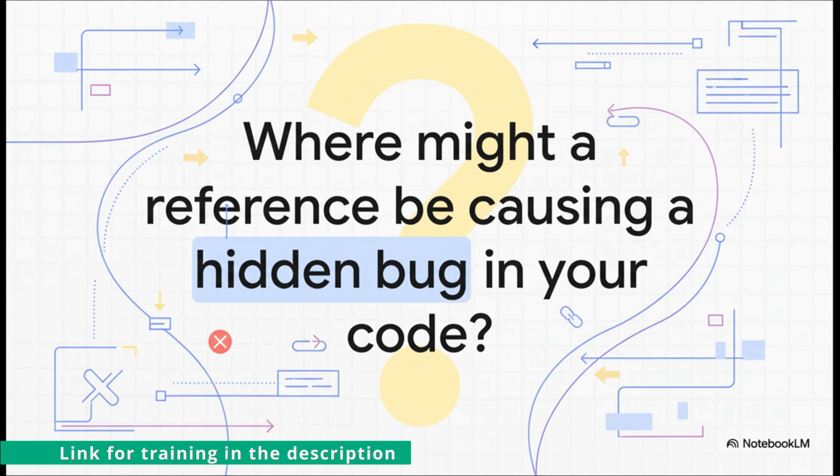And that brings us to the end. I want to leave you with a question to think about. Now that you really understand this difference between a reference and a real copy, where in your own code, right now, might a shared reference be causing a subtle, hidden bug you haven't found yet?